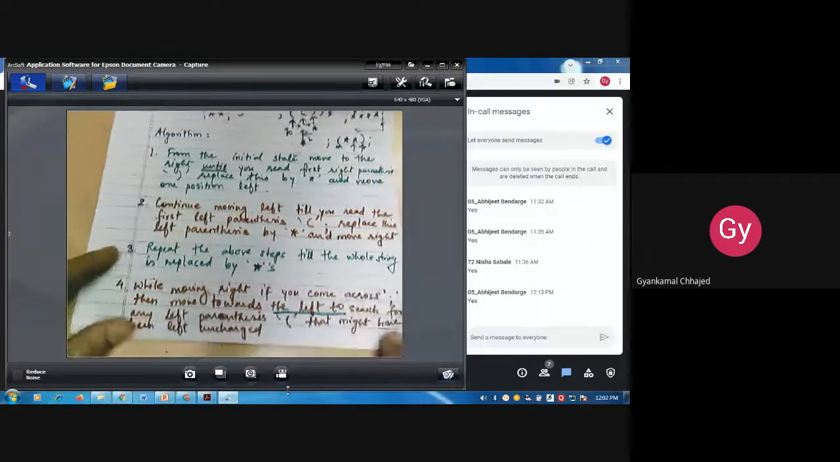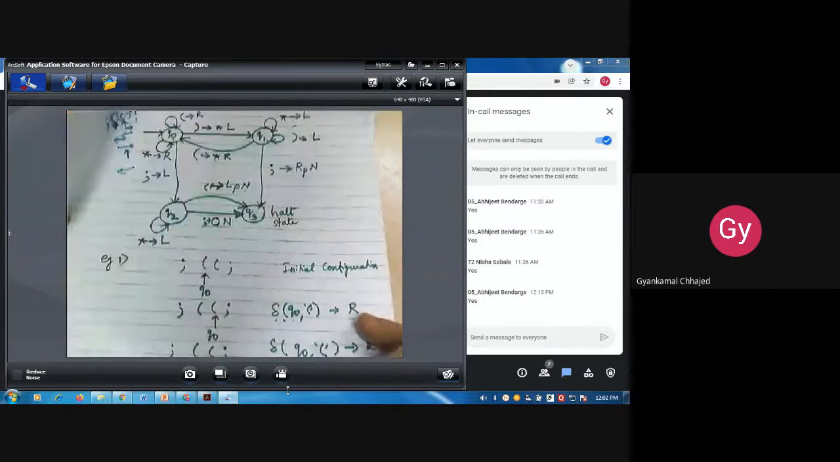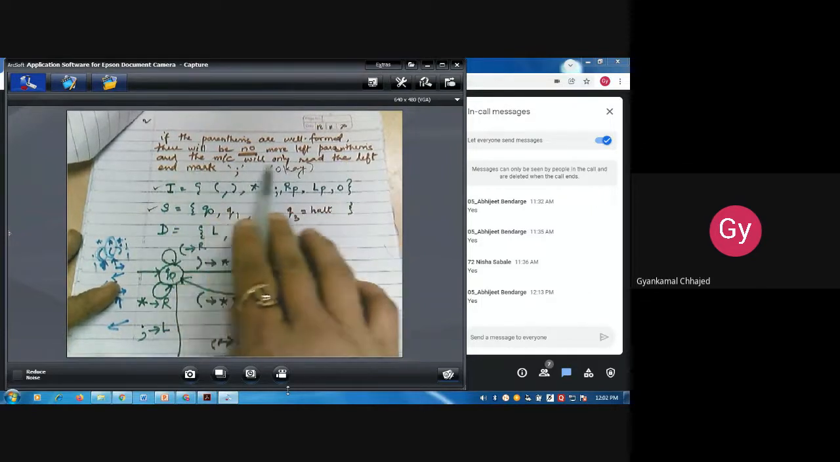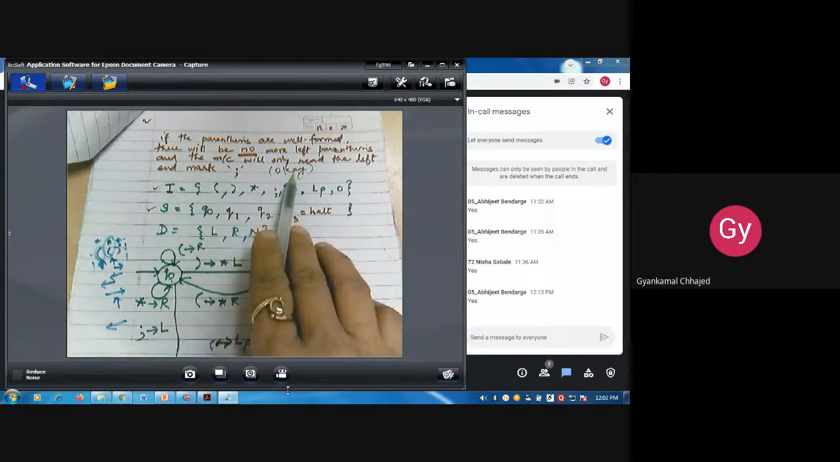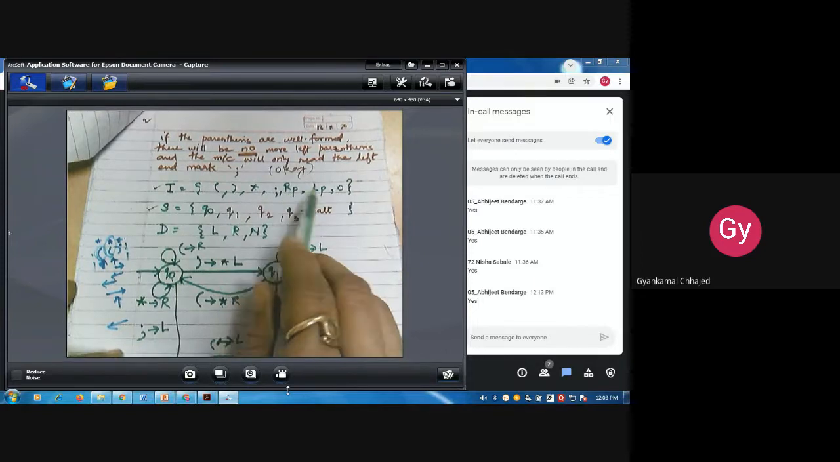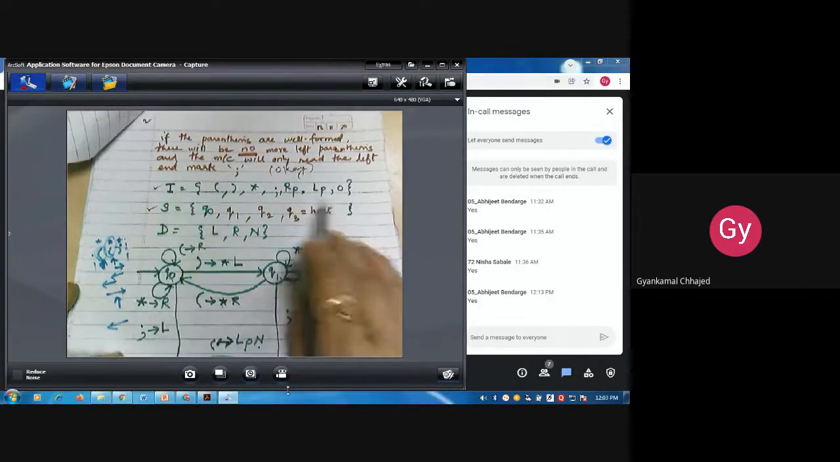Now while moving, here is a twist. While moving right, if you come across the semicolon, then move towards the left to search for any left parenthesis that might have been left unchanged. If it is unchanged, that is the indicator. If the parentheses are well formatted, there will be no more left parenthesis, as I've explained, and the machine will only read the left and mark, and it will be an OK case. Otherwise, it will denote the not OK case with the help of the result as extra right parenthesis or extra left parenthesis, and the OK case is represented by O. So here, whatever symbols are allowed on the tape is written.